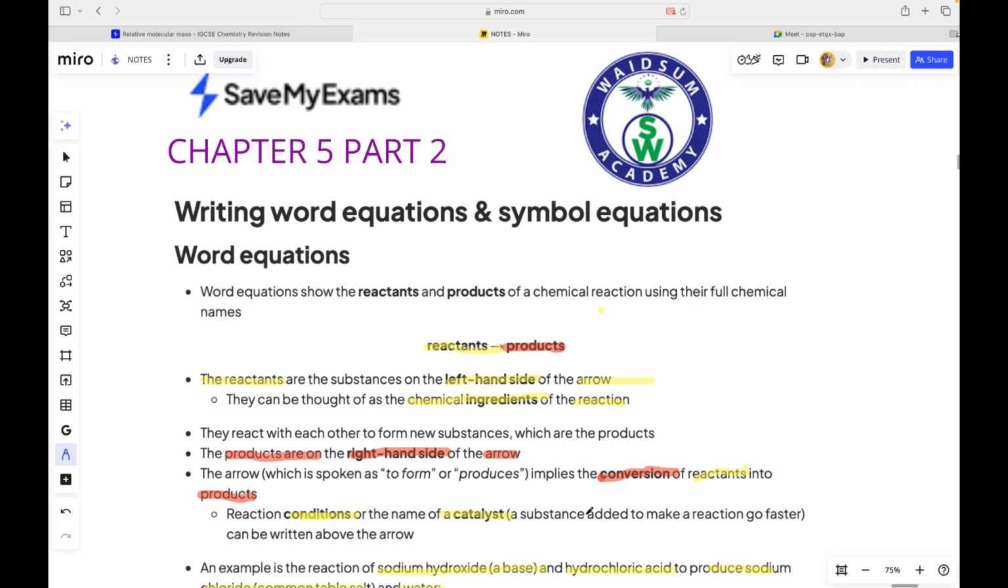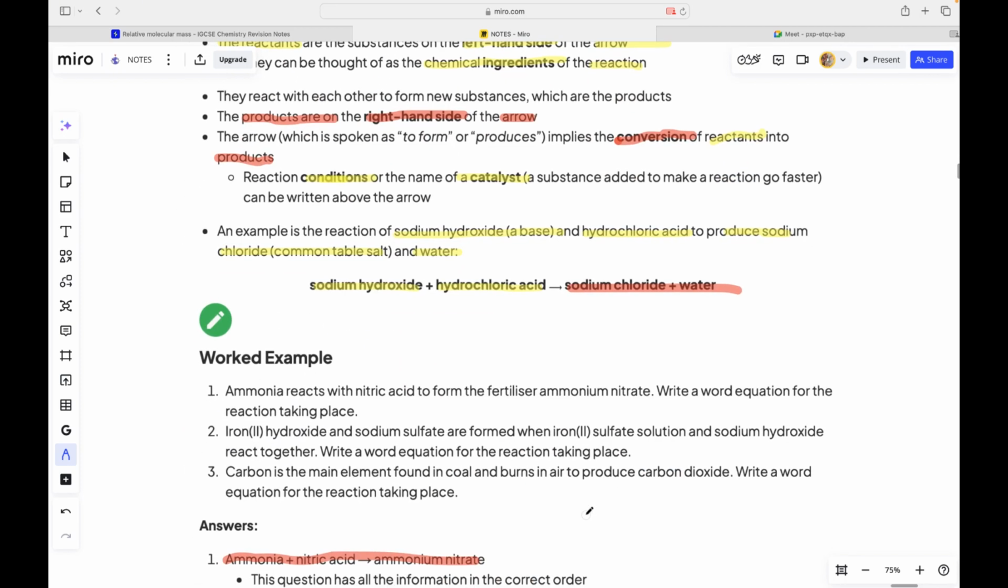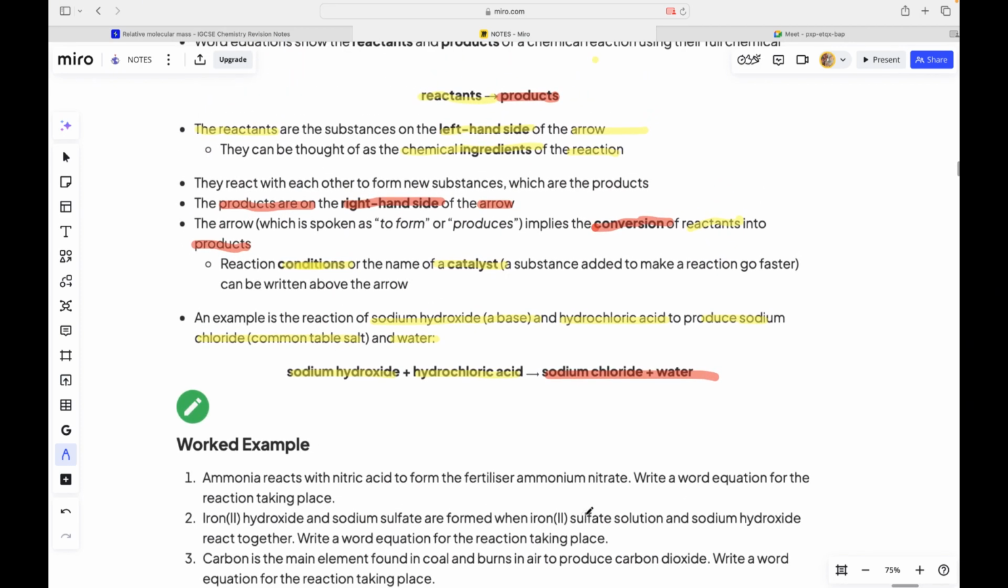So reactants are substances that are usually put on the left side of an equation, while the products are put on the right side after the arrow. So let's move on quickly. Let's take a look at a chemical reaction.